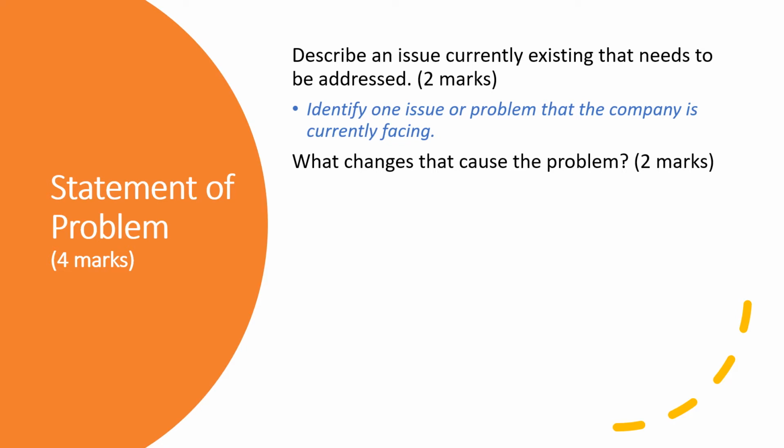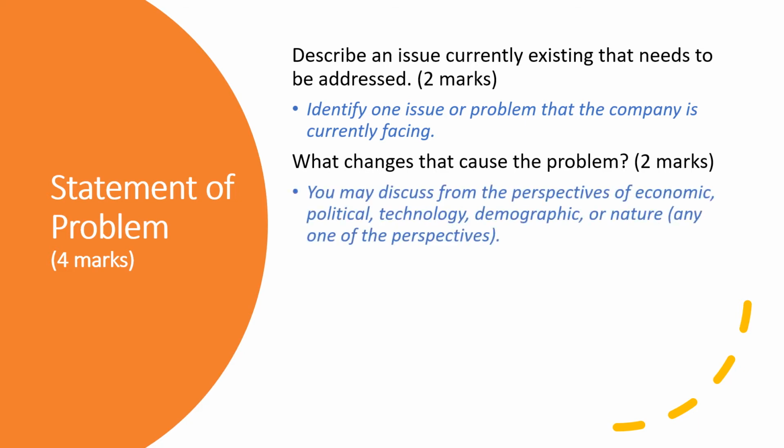The next section is on the statement of problem. So here you need to describe a problem or issue that was in existence in year 2018. So you need to identify one issue only that the company faced in that year and what changes caused the problem. So you may discuss this from the perspectives of economic, political, technology, demographic, or nature. So any one of the perspectives.